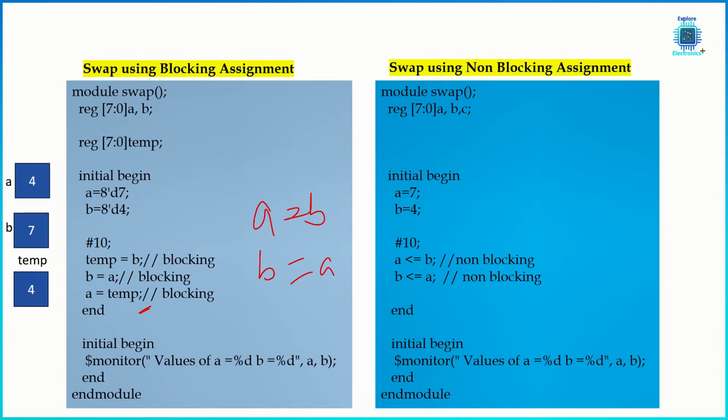But while doing it with non-blocking assignment, A is equal to B will be written like this and B is equal to A will be written like this. These 2 statements will execute in parallel. Whatever is in B will go to A, whatever is in A will go to B. That's why we need to go with non-blocking assignments when we are dealing with sequential circuits.